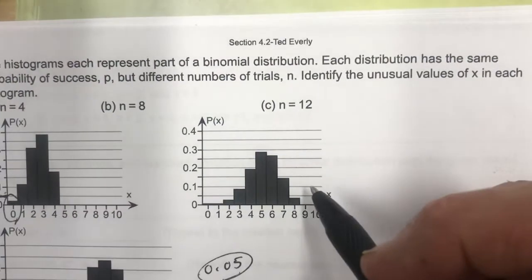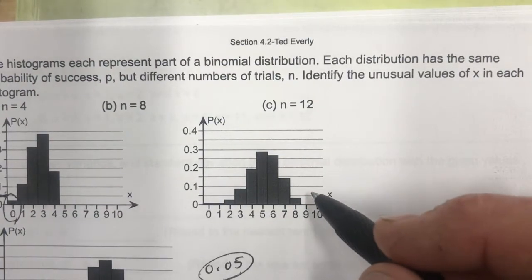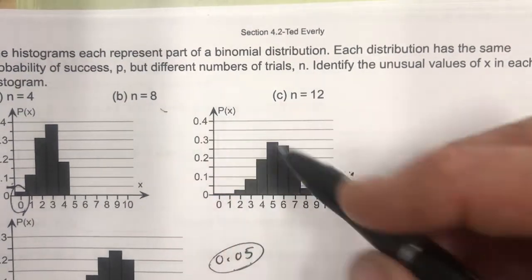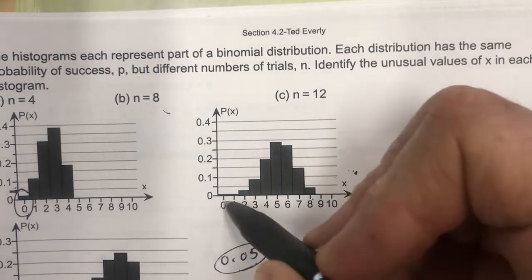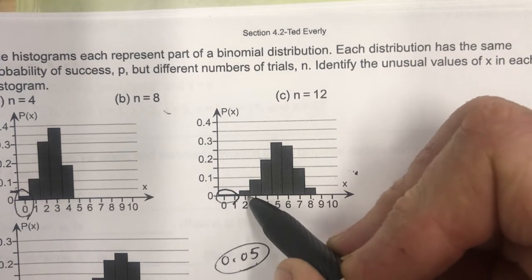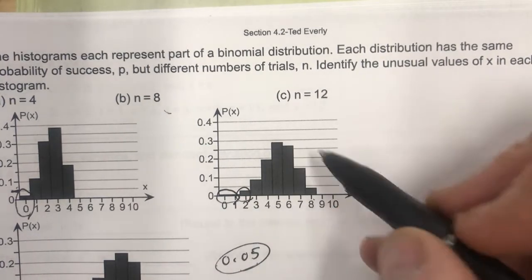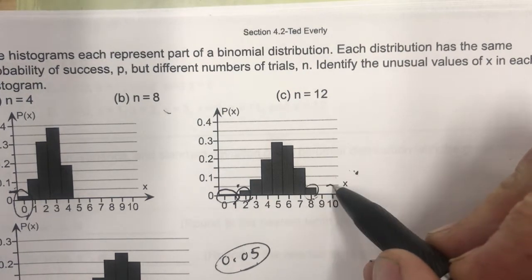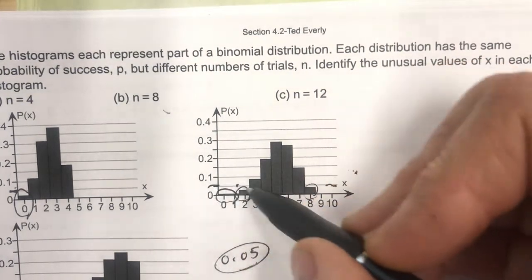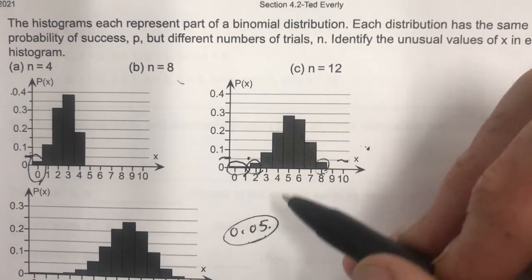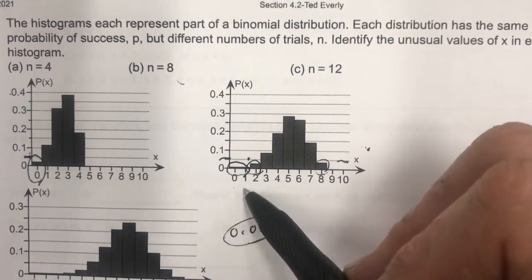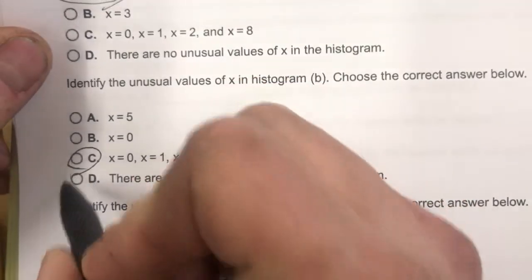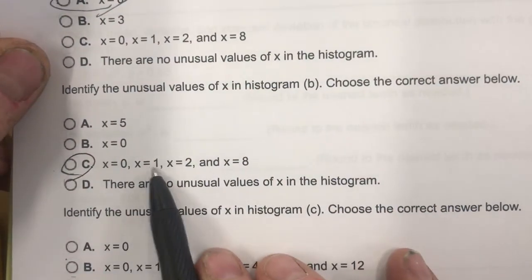Now in this one right here, I think this is B. Yes, n equals 8 it says. These two here look unusual, and I think this one right here is unusual because it's below that, and it also looks like 8 is. See, they're all below this line. This line right here is 0.05, which is considered unusual. So this looks like 0, 1, 2, and 8. So I will select C, 0, 1, 2, and 8.